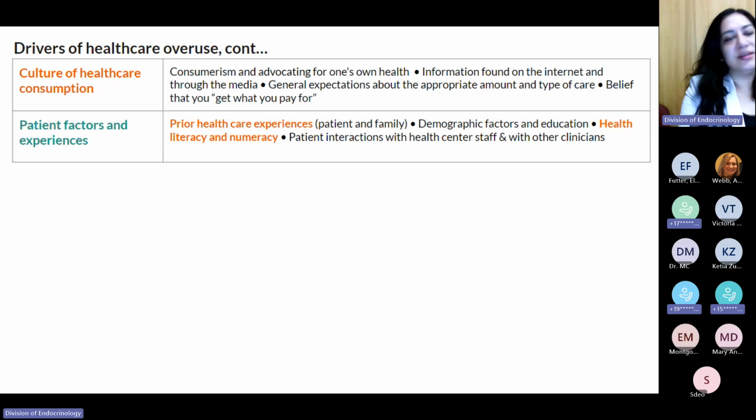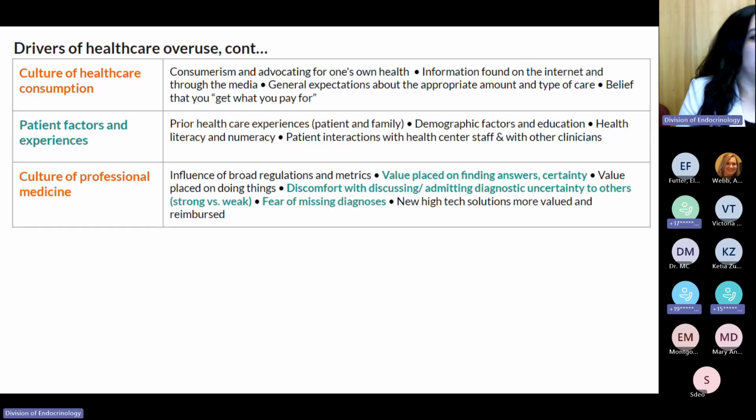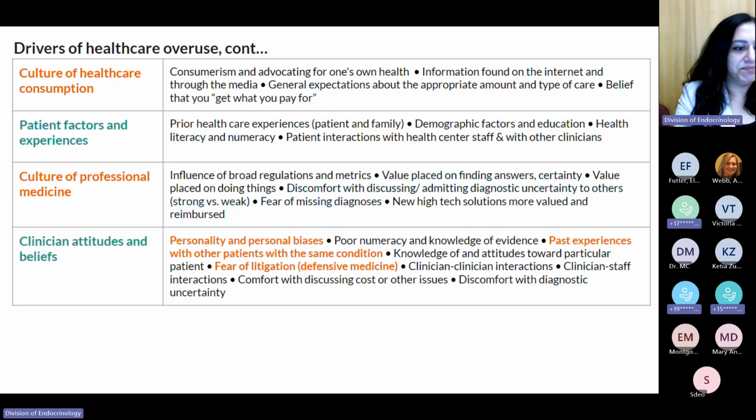Patient factors and experiences that drive this include their prior health experiences, whether themselves or their families, their own health literacy, numeracy, and education. The culture of professional medicine also sometimes drives low value care decisions. There's a big emphasis and value placed on finding answers, certainty, getting that final diagnosis. Along with that, a lot of us feel uncomfortable with admitting that we're not quite sure and we don't have an answer and we don't want to miss a diagnosis. So those are some factors that maybe make us order extra testing that may not be necessary.